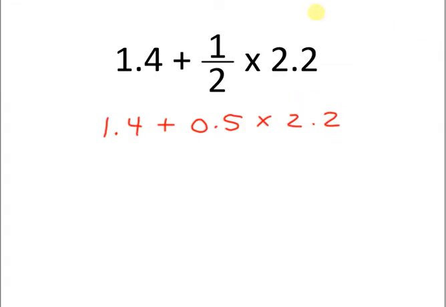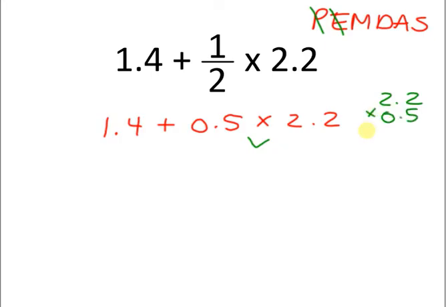Now, following my order of operations, I'm going to write PEMDAS at the top. I do not have any parentheses. I do not have any exponents. I do have multiplication, so I need to go ahead and solve that first. So 2.2 times 0.5. 5 times 2 is 10. 5 times 2 is 10 plus 1 is 11. Done with that. Put my 0 as a placeholder. 0 times 2 is 0. 0 times 2 is 0.